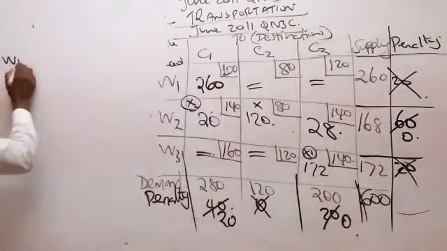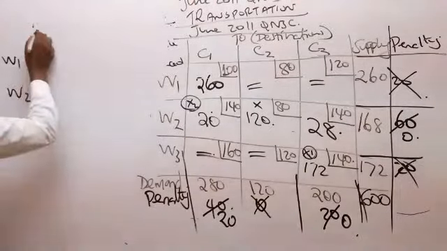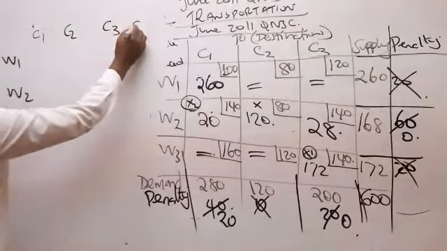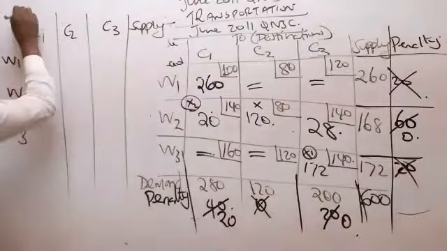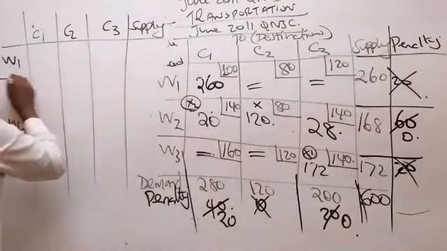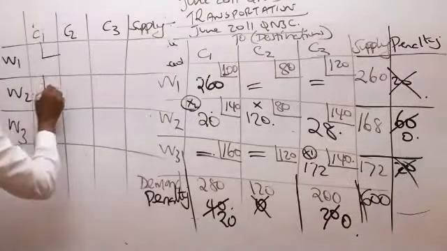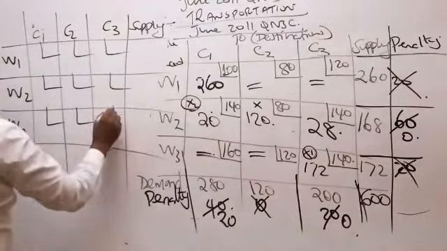So we have W1, W2, W3, and then we have C1, C2, C3. And then of course we have the supply. So we have here our cells, ladies and gentlemen.